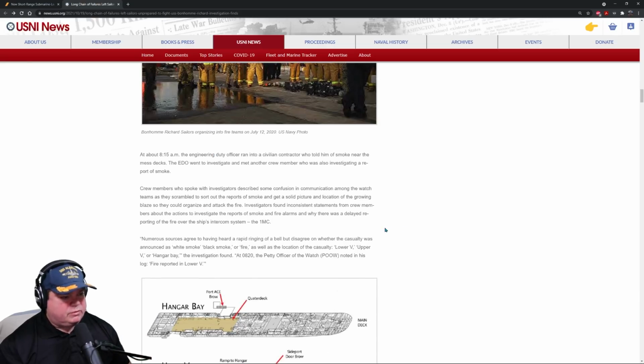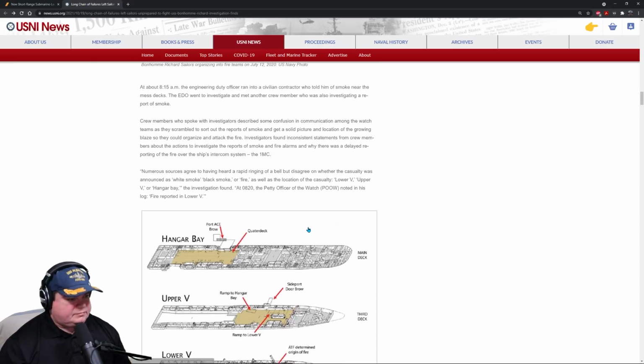Crew members who spoke to the investigation described some confusion in communicating among the watch teams as they scrambled to sort out the reports of smoke and get a solid picture and location of the growing blaze so they could organize and attack the fire. So now people are beginning to realize the significance of what's happening. Investigators found inconsistent statements from crew members about the actions to investigate the reports of smoke and fire alarms and why they delayed reporting the fire over the ship's intercom system, the 1MC.